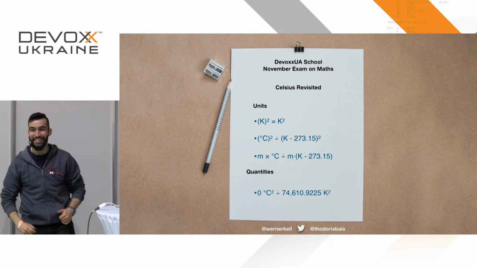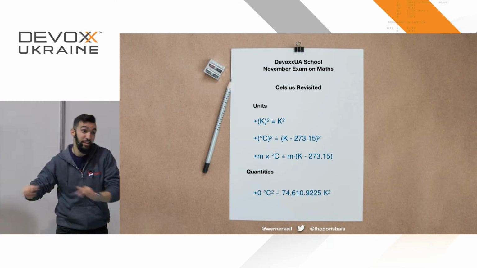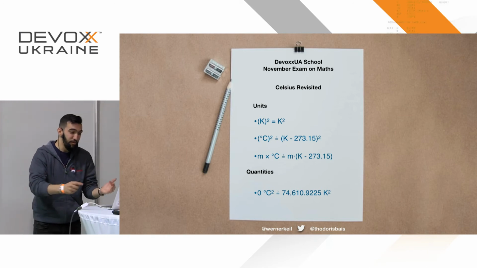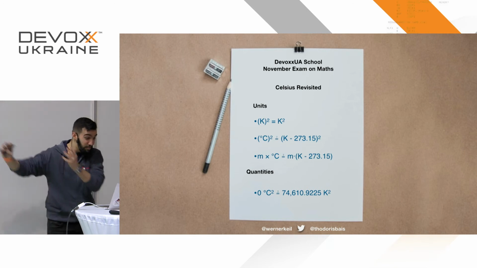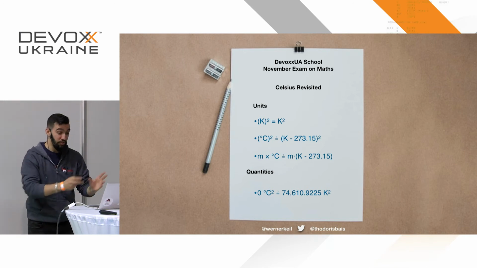quantities, what is this one? I'm not going to pronounce it. I'm definitely not going to pronounce it. What is the result of 0 degrees Celsius squared? I don't want to pronounce it. That's why you shouldn't use degrees Celsius.